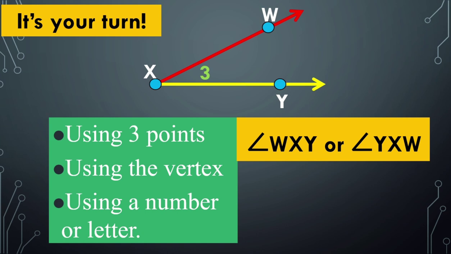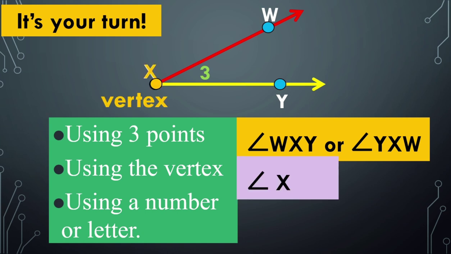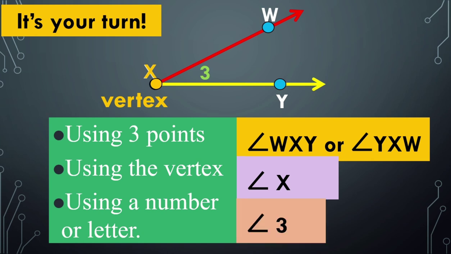How about the vertex? Okay, we can name it angle X. That is the name of the angle if you're going to use the vertex. So, angle X is the another name of the angle. Now, what if you are asked to give the name of the angle using the number or the letter? Can you name it? That is angle 3. Very good.